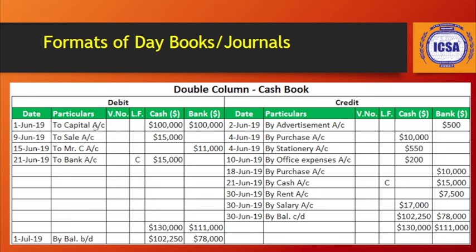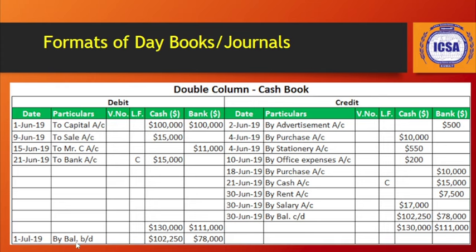Date column, particulars, that is used to record all details. Then we can see here two smaller columns which are used to give reference of the source document. As we have studied, the source documents are used to put entries in books of prime entry. So whichever source document is used, their reference number will be written here. The same type of format we can see on the other side.